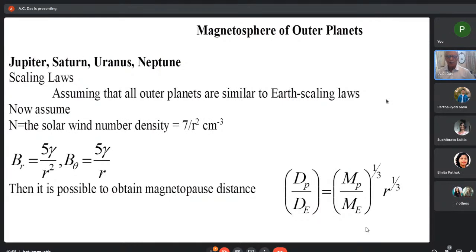Now you need the magnetic field also. The magnetic field radial component varies as 1 by r square, and the azimuthal component varies as 1 by r. You have seen this in the case of the solar wind: when we discussed the solar wind and the magnetic field associated with it, it was shown that the radial magnetic field B_r varies as 1 by r square, and the azimuthal magnetic field as 1 by r. This is not like that of the Earth. In the case of the Earth, it is purely dipole, and there is no azimuthal component of the magnetic field. Anyway, these are the kind of scaling laws.